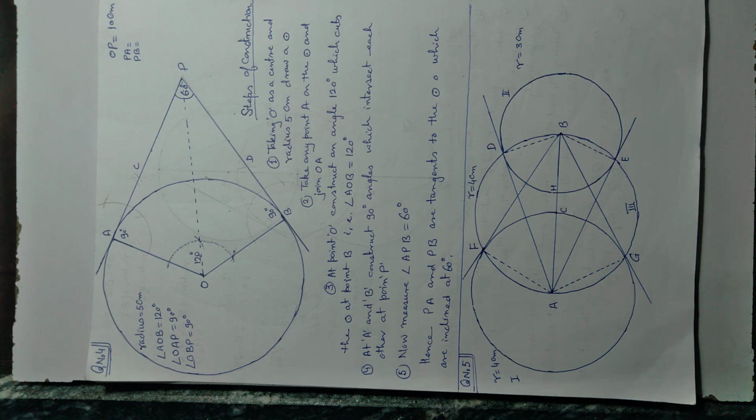Draw a line segment AB of length 8 centimeter. Taking A as a center, draw a circle with the radius 4 centimeter. And taking B as a center, draw another circle of the radius 3 centimeter. Construct the tangent to each circle from the center of the other circle.